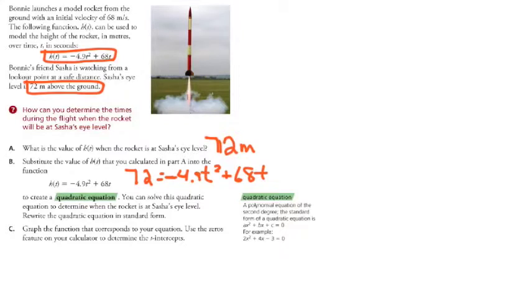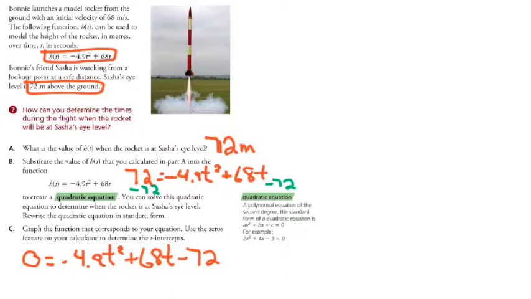Part C, to graph this function, we actually need to have a 0 on one side of the equation. The graphing calculator is only capable of accepting an equation if there's a 0 on one side. So what we need to do to that equation in B is we need to subtract 72 from each side, which gives us 0 equals negative 4.9t squared plus 68t minus 72.